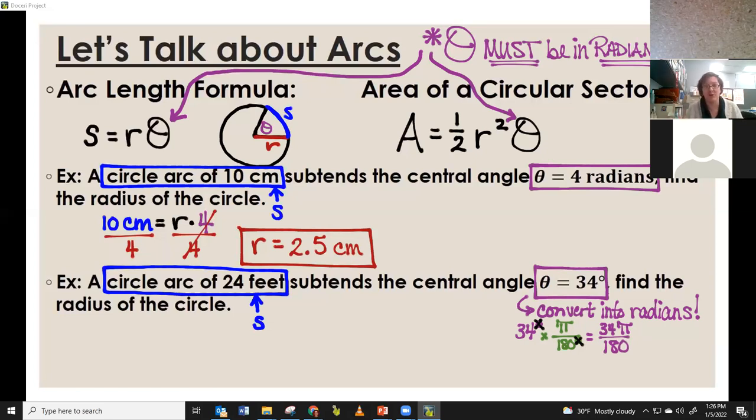And once I have that 34 pi over 180, it's in radians now. So now I can take it and substitute it into my formula. 24 feet equals r times 34 pi over 180. How do I take it from here and solve it for r?